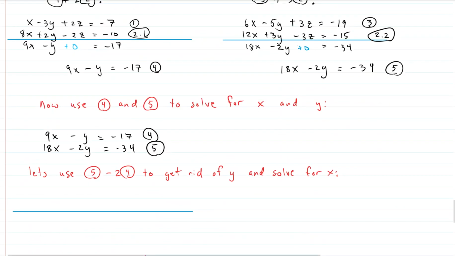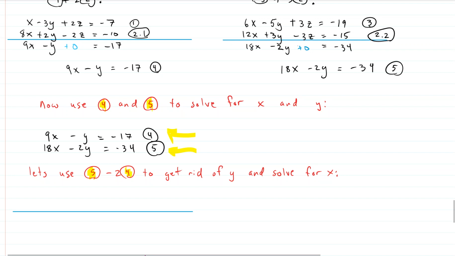Now we can use equation 4 and 5 and solve for x and y, because if you notice, equation 4 and 5 just have 2 variables. We have 2 variables, 2 unknowns, so we're back to the system of linear equations in 2 variables scenario, and we use addition or subtraction to solve for this. Let's take equation 5 and add it to negative 2 times equation 4.